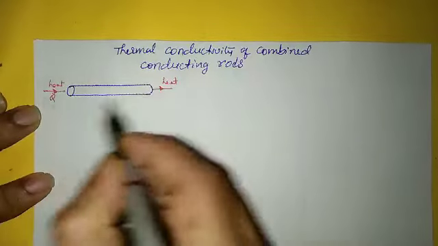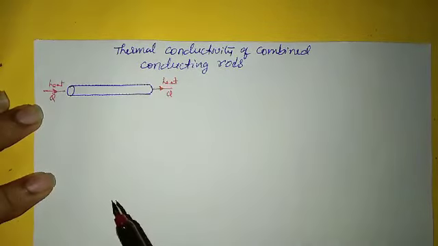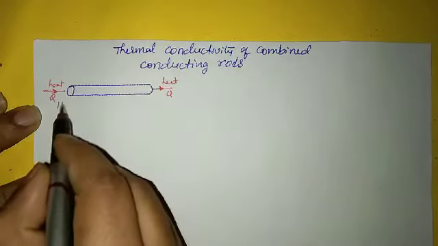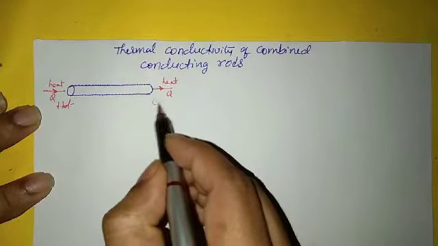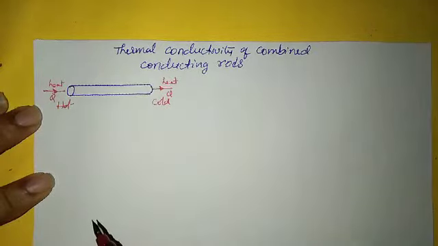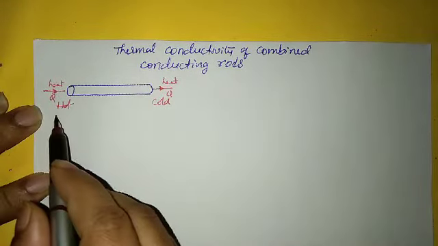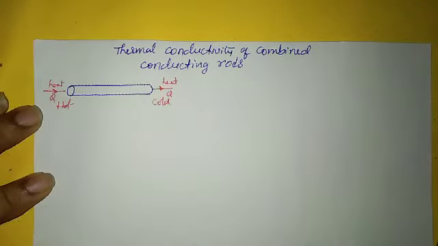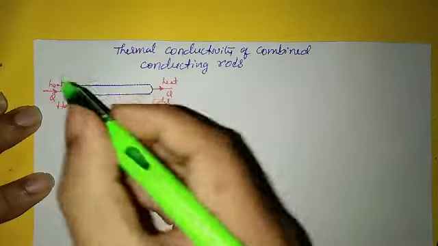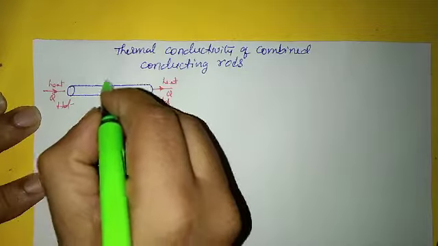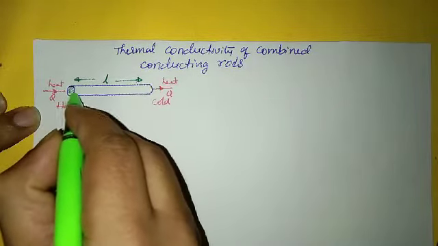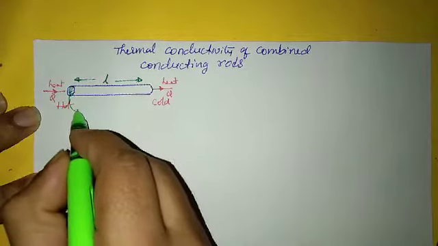If Q is the heat energy that passes from this end, the hotter end, to this end, which is the cold, cold with respect to this. Now the length of this rod is L, and the area of cross section of the rod is A.